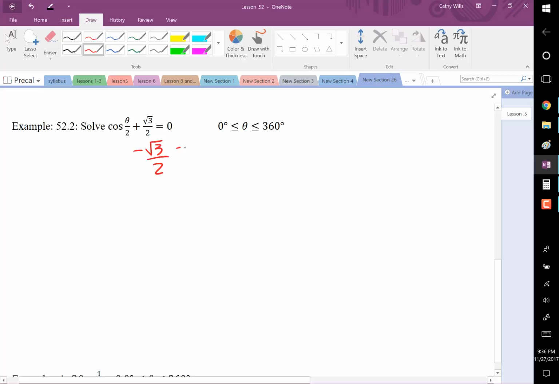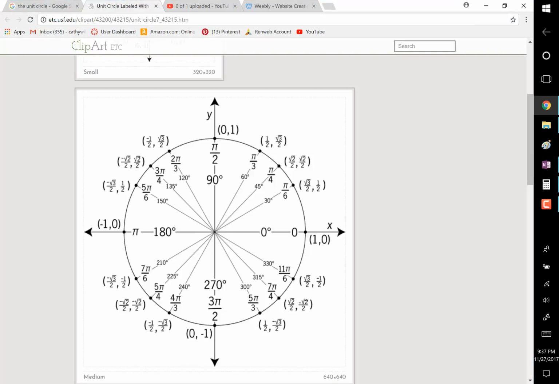So we're going to get cosine theta over 2 equals negative square root of 3 over 2, because those cancel. All right, so now we're looking for where there is an angle whose cosine is negative square root of 3 over 2. So we look at our unit circle, and we see that negative square root of 3 over 2 for our cosine happens at 5 pi over 6, or 150, and 210. So 150 and 210 is where you get a cosine of negative square root of 3 over 2.